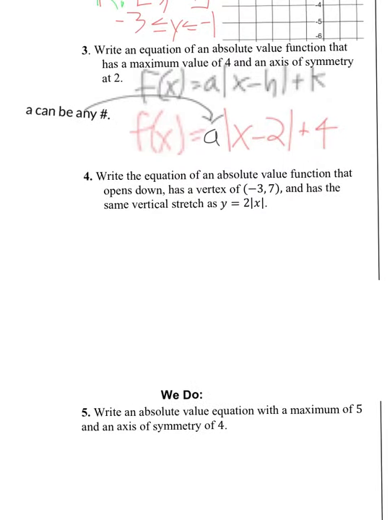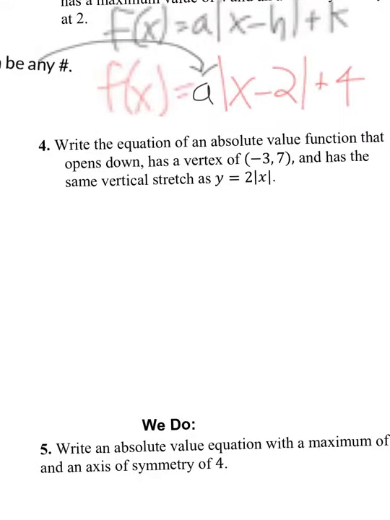Write the equation of an absolute value function that opens down, has a vertex of -3, 7, and has the same vertical stretch as 2 absolute value of x. All right, so I'm going to use this same formula, pattern, whatever you want to call it. So, this is at h, comma, k. And it opens down, so that tells me a is going to be negative.